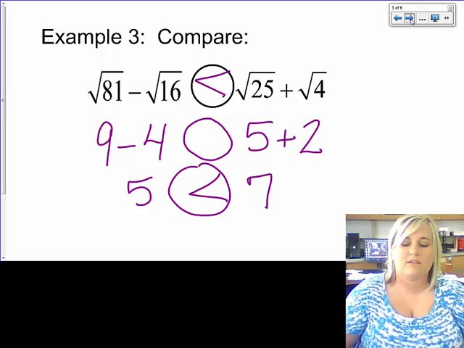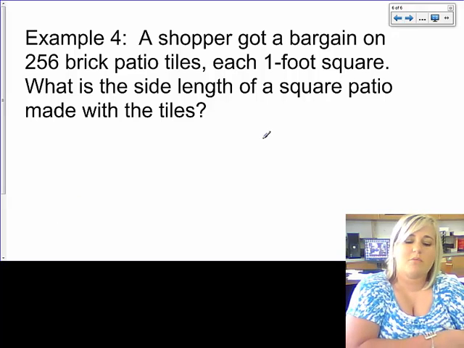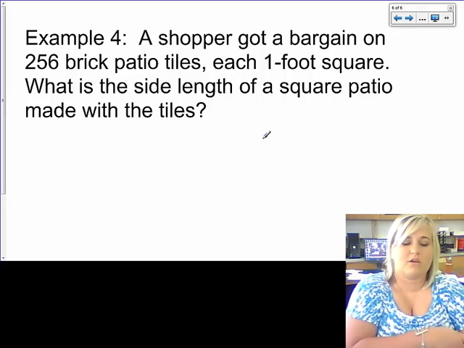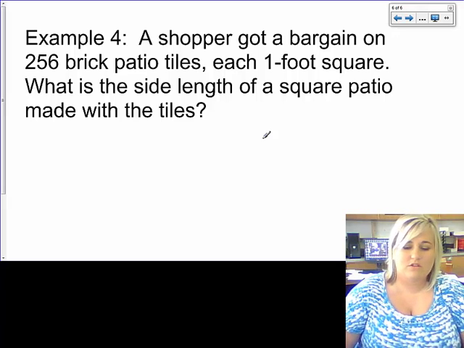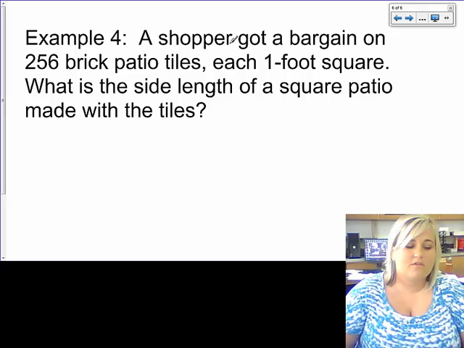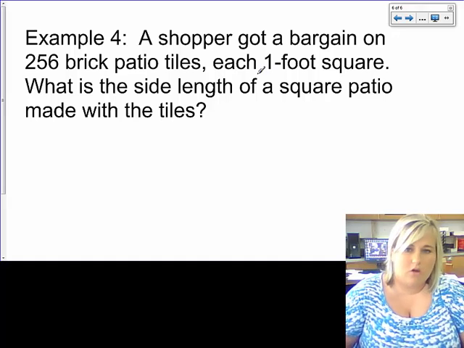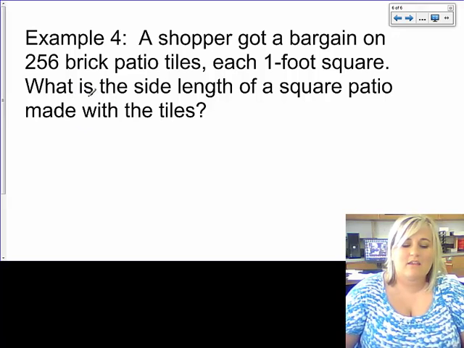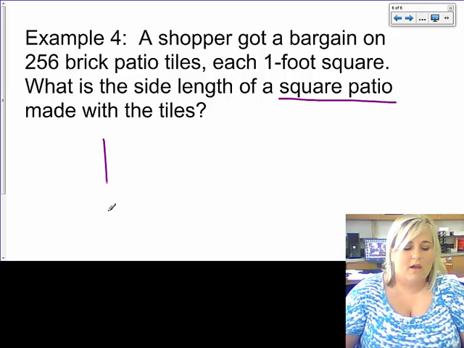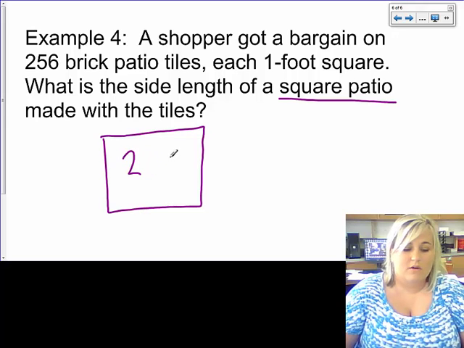And I think this is the last example. Okay, so it says a shopper got a bargain on 256 brick patio tiles, each 1 foot square. So they got 256 tiles that are each 1 square foot. So that's a total of how many square feet? I hope that you're thinking 256, because that would be what it is. And it wants to know, what is the side length of a square patio made with these tiles? So if I know that my patio is a square, I know that I'm using 256 square tiles to cover this patio area.